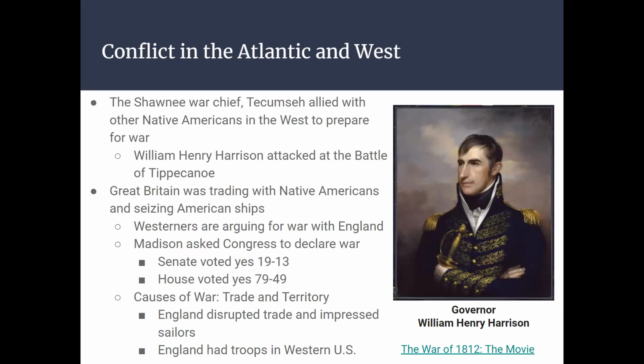Anyway, in the West, Native Americans are still in conflict with Americans who are moving west. One Shawnee war chief named Tecumseh would align himself with other Native Americans in the West, in places like Indiana, and they prepared for war. The U.S. Army was sent out to fight against the Native Americans there, led by this man, William Henry Harrison, who would attack the Native Americans at the Battle of Tippecanoe. William Henry Harrison becomes a war hero, and you'll see throughout this class that Americans love war heroes. So we'll hear from him later.